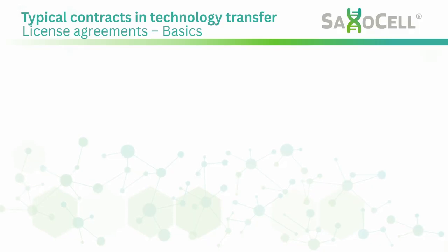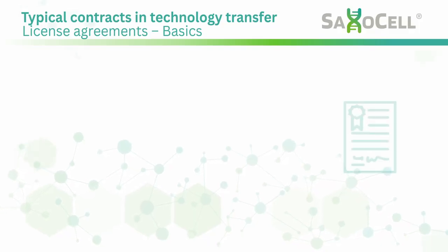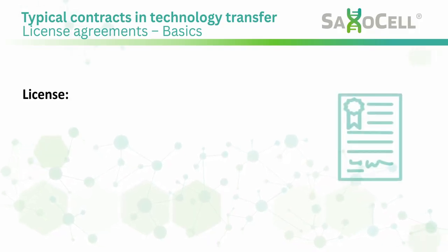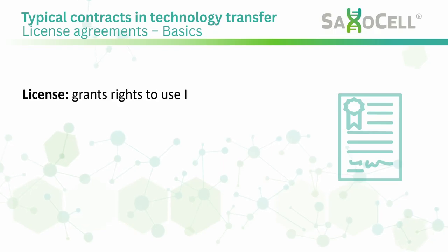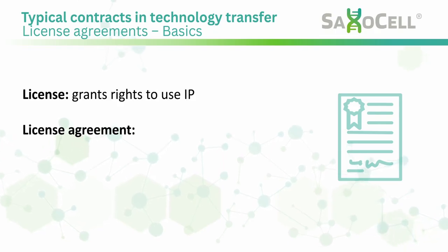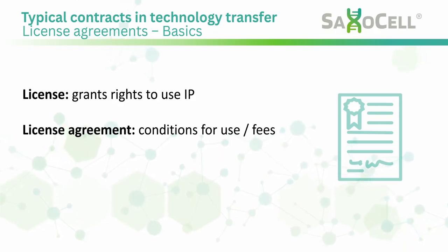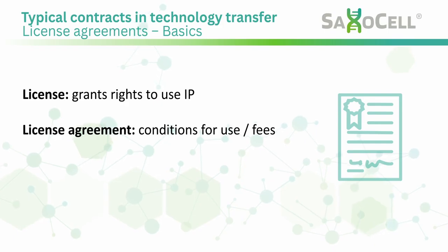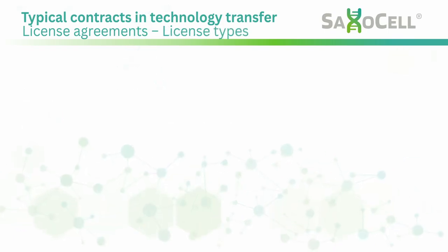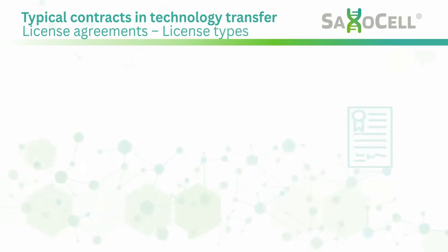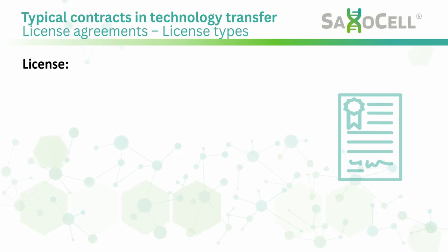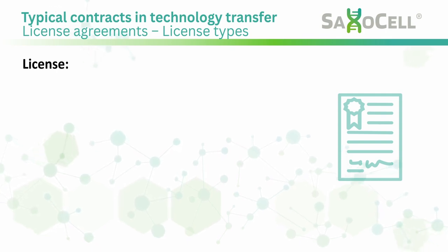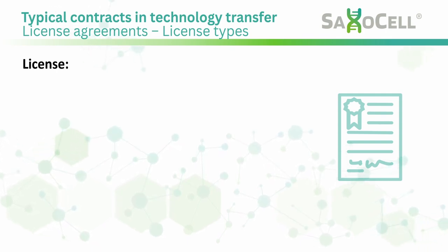Now let's dive into the basics of license agreements. With a license, you grant third parties or licensees the right to use your IP. Under what conditions and for what license fee is then specified in the license agreement. Now, when it comes to license agreements, it's always important to limit the license's scope as much as possible. This keeps future licensing options open and maximizes sales potential.